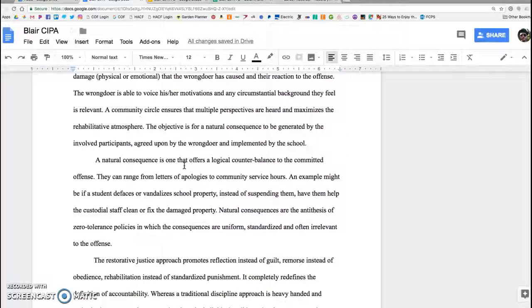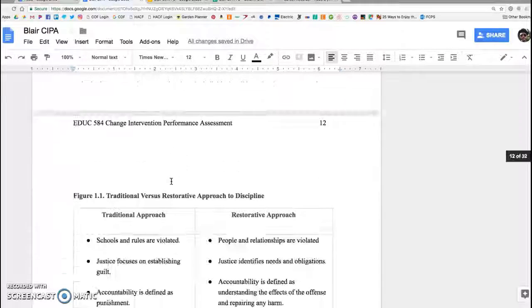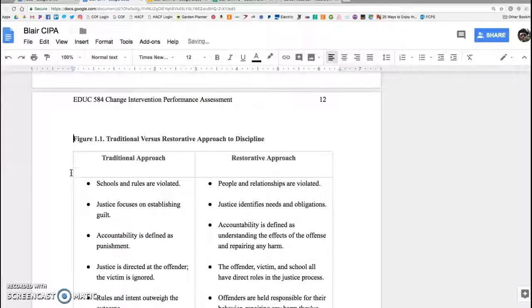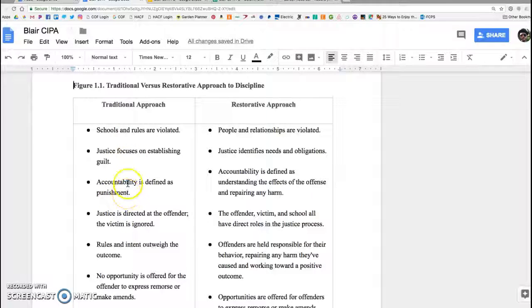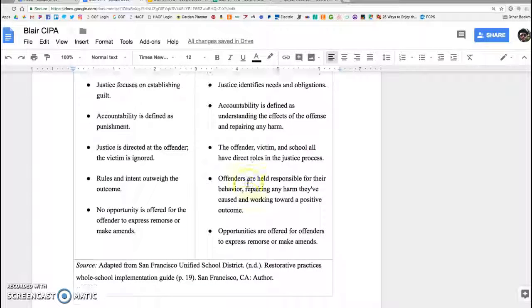As part of a community circle in restorative justice overall, you want to generate what's called a natural consequence. A natural consequence is a logical counterbalance to a committed offense. It aligns with the offense, and it's not a standardized punishment. It's actually the opposite of standardized punishments. It's a consequence that fits naturally with whatever offense has occurred. The differences between a traditional approach and a restorative approach are highlighted here. Traditional is top down, very authoritative, whereas restorative is people centered and offers opportunities for restoration.